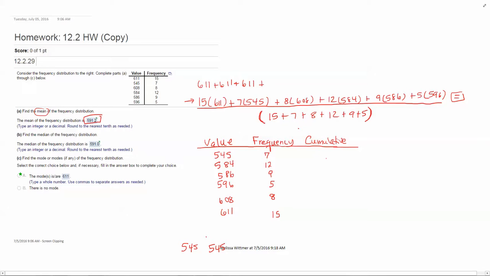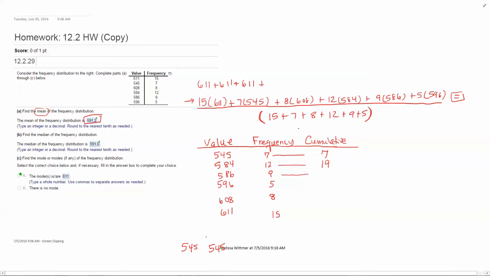For a cumulative table, we start with the first frequency, so you have 7 545s. Then when we list out all of the 584s, I've got 12 of those, so I'm going to add 7 and 12, and I'll have 19 numbers listed. It just gives you a better idea of the position of the next group of numbers and where you are in the line. Now I've got 19 numbers listed, and I'm going to add 9 more for the 586s. You just keep adding the next frequency as you go.